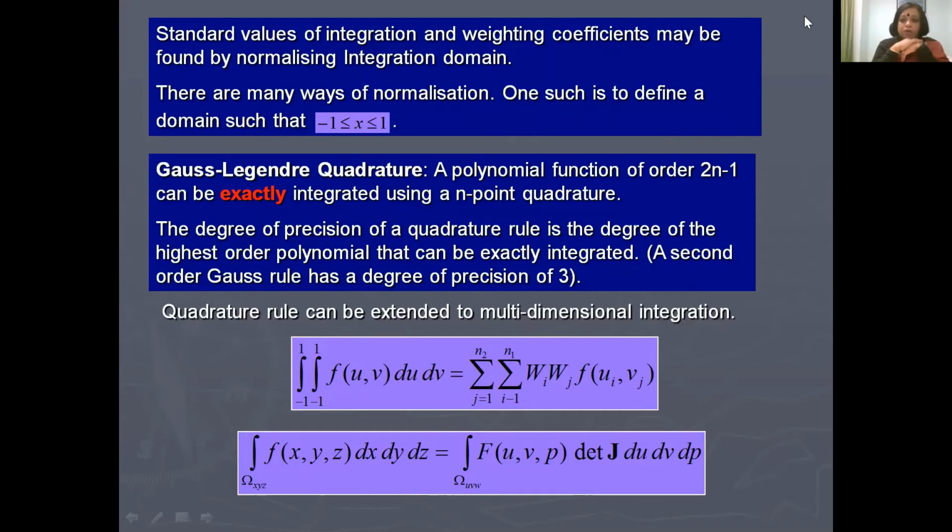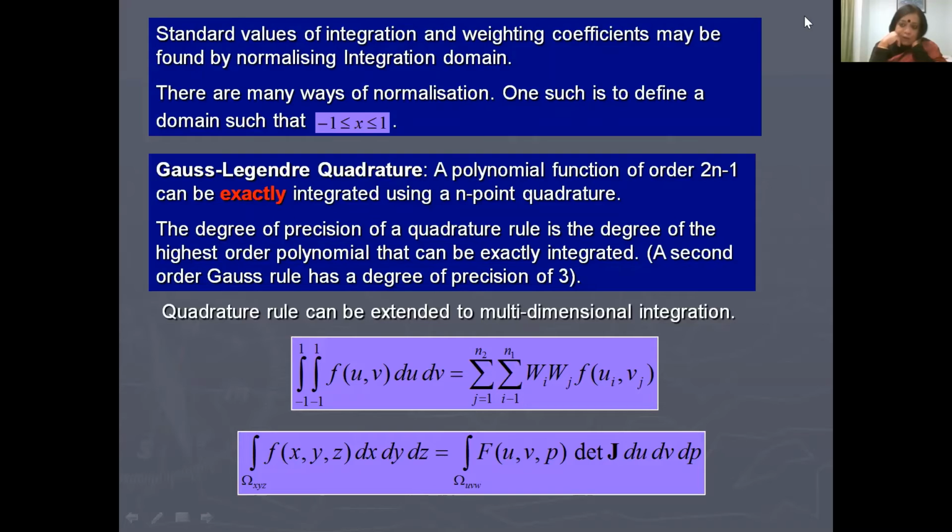So now you know that the reason that we mapped the x domain onto the u domain is so that we can directly use Gauss quadrature, because Gauss quadrature values are all given in the naturalized domain. It is not given for any arbitrary physical system. It is given in the domain -1 to +1. And that is what we are going to do.